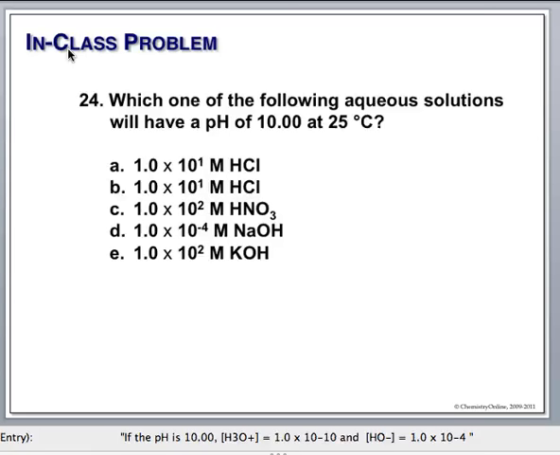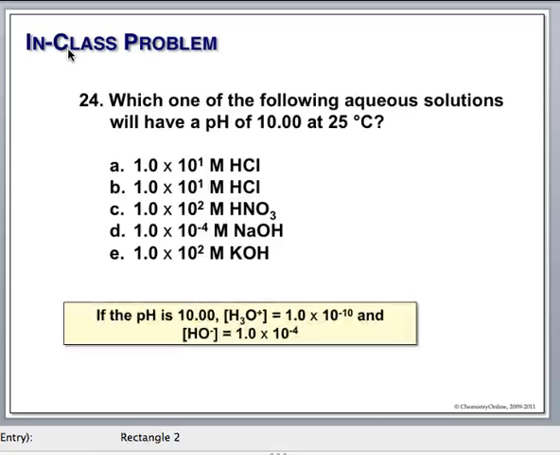Here we have 2 hydroxide solutions. If our hydronium is 10 to the minus 10, what's hydroxide? 10 to the minus 4. Exactly. Hydroxide must be 10 to the minus 4, and this is the answer. And our last one here, out of the pH set.